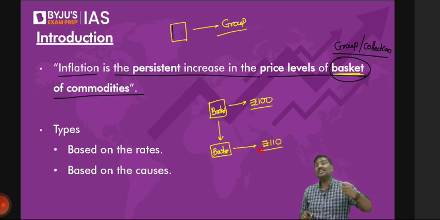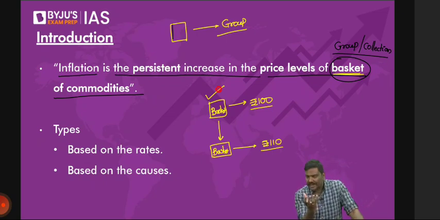A simple question to all of you. Look at the example. Can I say that for the basket, the price level has gone up? For the same basket, the price level means what? How much money you are paying to purchase that basket, it has gone up. So if this happens in the country, if this happens in the economy, this is called as inflation.